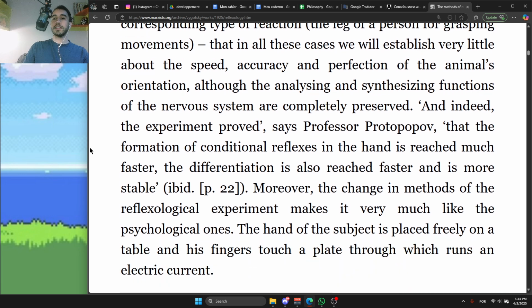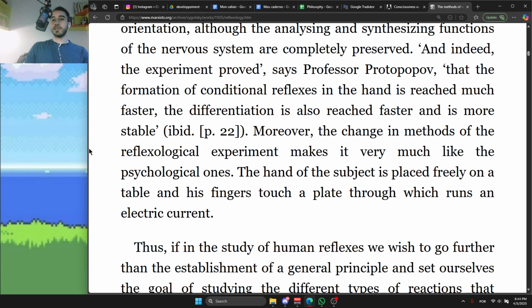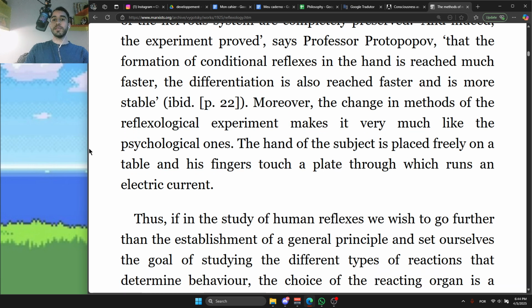Although the analyzing and synthesizing functions of the nervous system are completely preserved, and indeed the experiment proved, says Professor Protopopov, that the formation of conditional reflexes in the hand is reached much faster. The differentiation is also reached faster and is more stable. Moreover, the change in methods of the reflexological experiment makes it very much like the psychological ones. The hand of the subject is placed freely on a table and his fingers touch a plate through which runs an electric current.